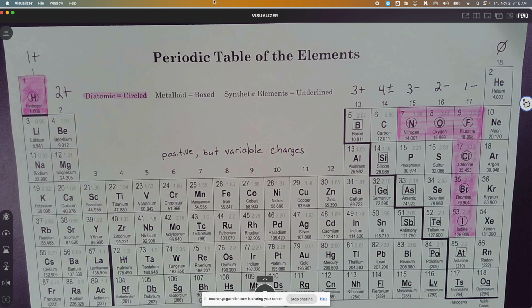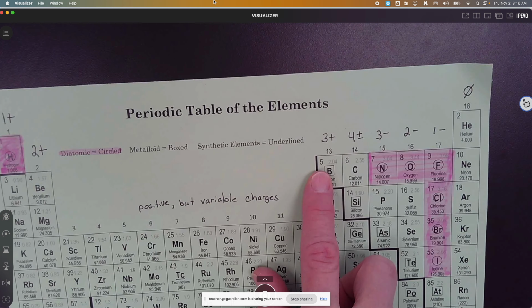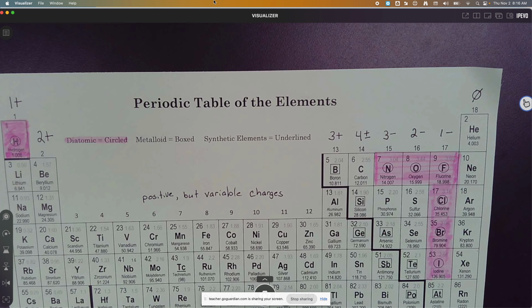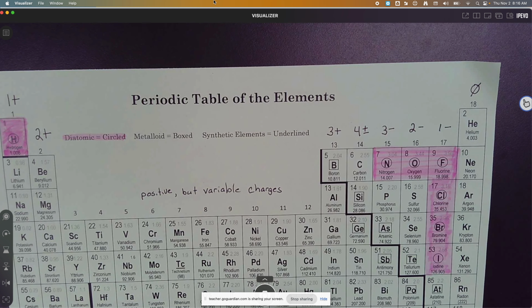That kind of goes with the idea that all the 1 positives ended up in the first column, all the 2 positives ended up in the second column. And then we're just going to keep going using only the tall columns. 3 plus. You didn't have any examples of the 4, but they actually can go positive or negative. So we're going to put 4 plus or minus, and then count it back down. 3 negative, 2 negative, 1 negative. And you also didn't have any examples of the noble gases because they don't make chemical compounds.